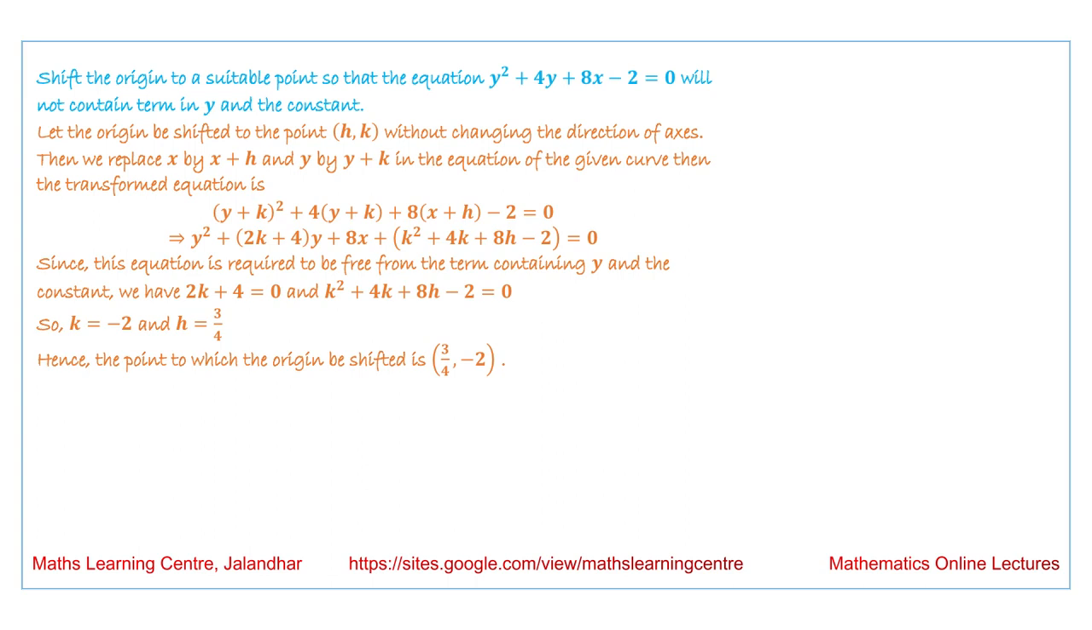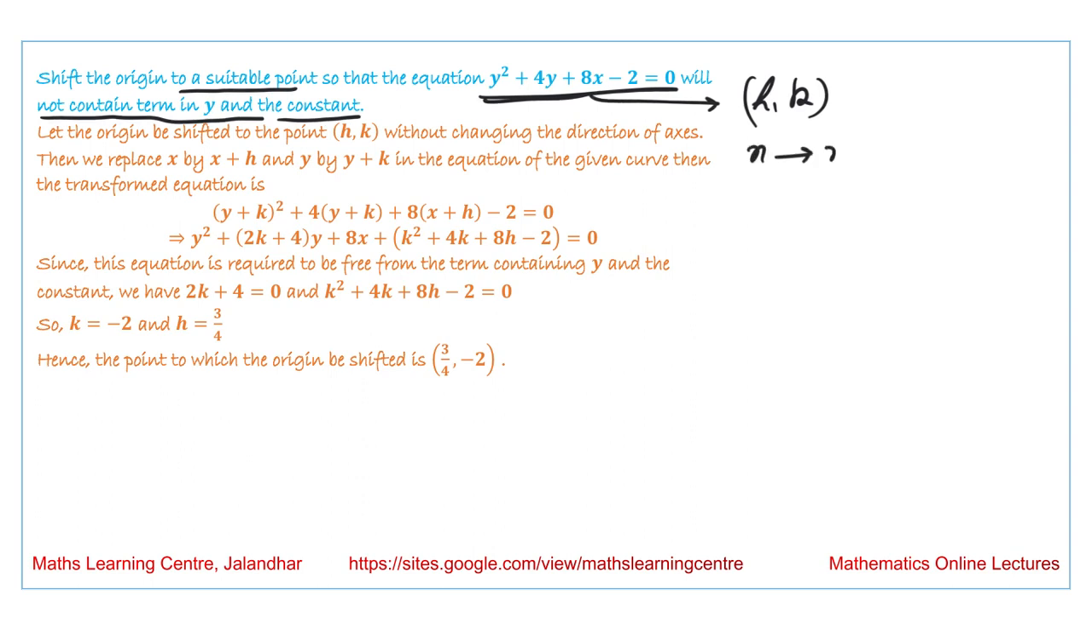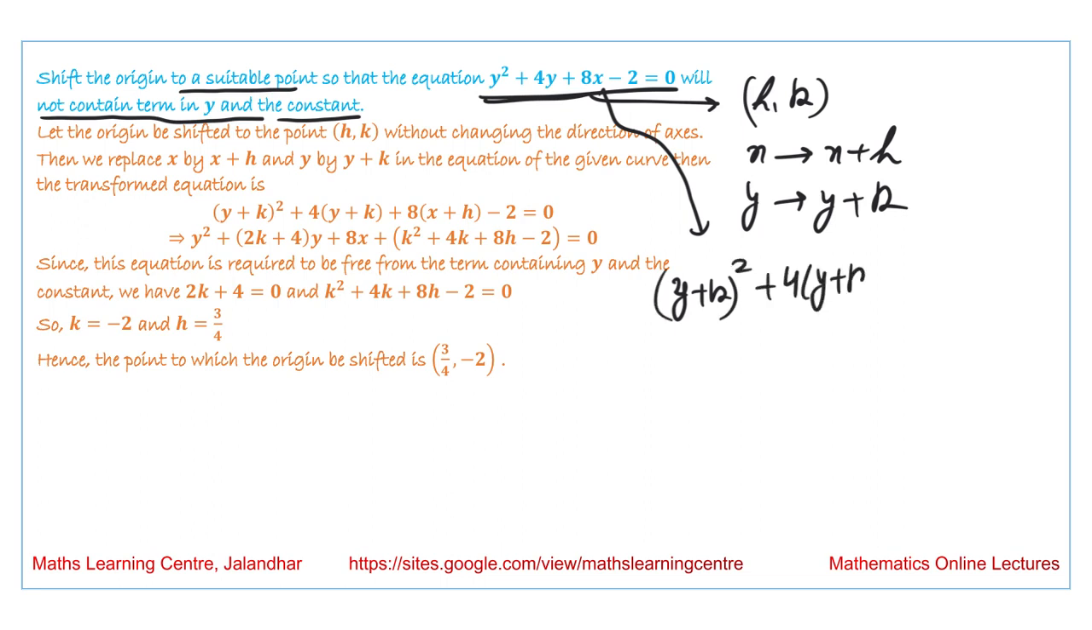Next is: shift the origin to a suitable point so that this equation will not contain terms in y and the constant term. Suppose the origin is being shifted to the point (h, k). Then we will replace x with x plus h and y with y plus k. So this equation will become (y plus k) square plus 4 into (y plus k) plus 8 into (x plus h) minus 2 is equal to 0.